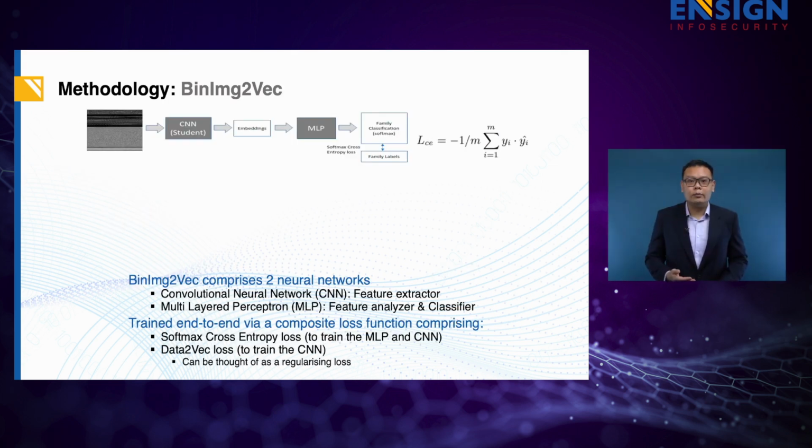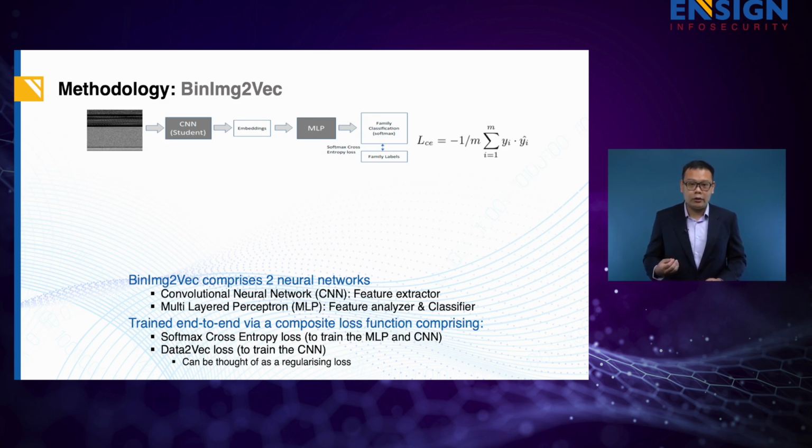To address the two problems, we propose the BinImg2Vec framework. As can be seen, it comprises two neural networks, a convolutional neural network, and a multi-layered perceptron. The purpose of the CNN is to extract salient features from the images, while the MLP is supposed to act as a feature analyzer to analyze the features extracted by the CNN and provide a classification as to which family the malware probably belongs to, given the features.